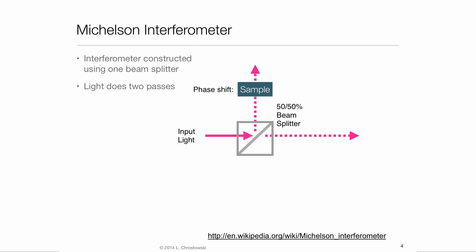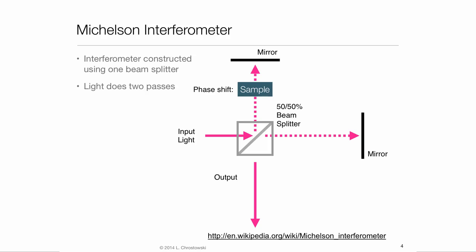Another interferometer configuration is known as the Michelson interferometer. The first difference with the Mach-Zehnder is that the light travels through the same path twice, hence is twice as efficient at converting the phase shift into a measurable signal at the output. The second difference is that there's only one output.